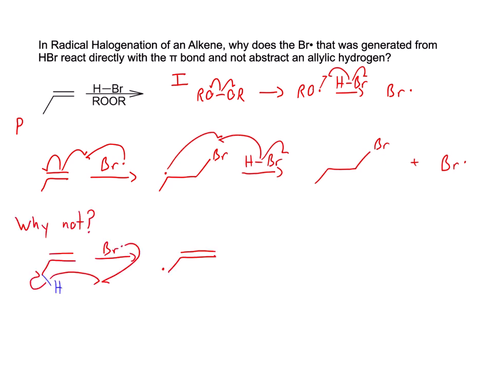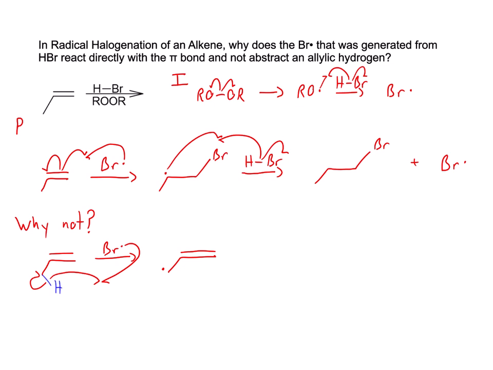Again, with NBS, when that was our starting material, we did abstract the hydrogen. So there's no difference between the bromine radical from NBS and the bromine radical from HBr. So why don't we abstract this allylic position? After all, it should be easier to abstract the allylic hydrogen than it should be to interact directly with the alkene, because breaking that bond forms an allylic radical, which is more stable. Let's continue this reaction and see what would in fact happen if we tried to carry this out.